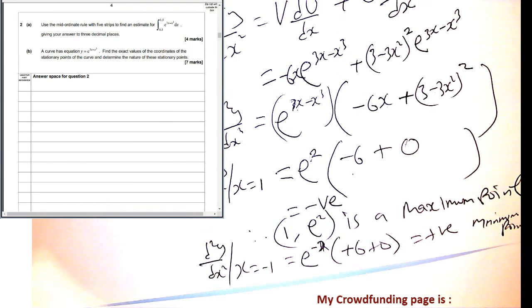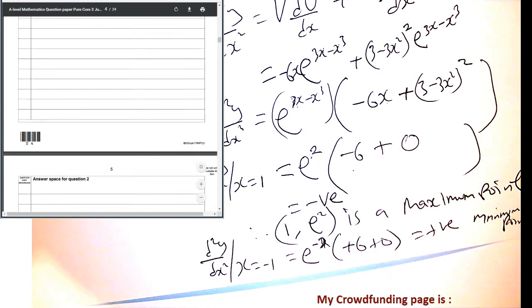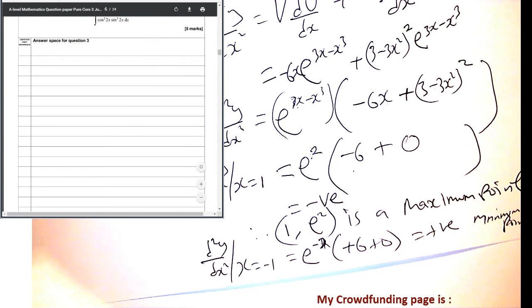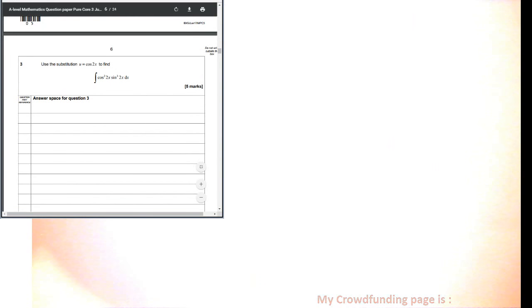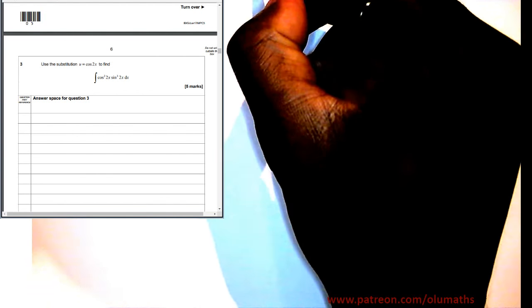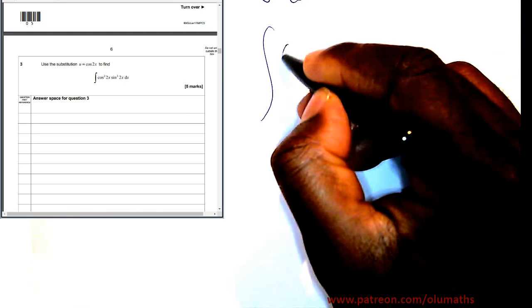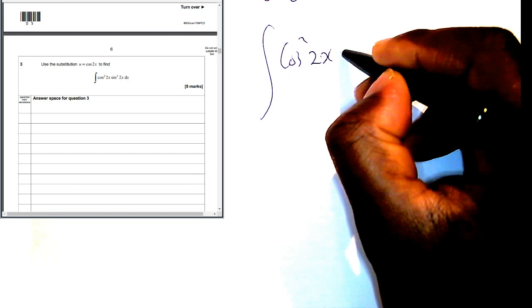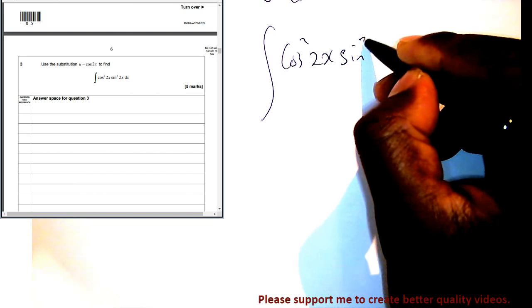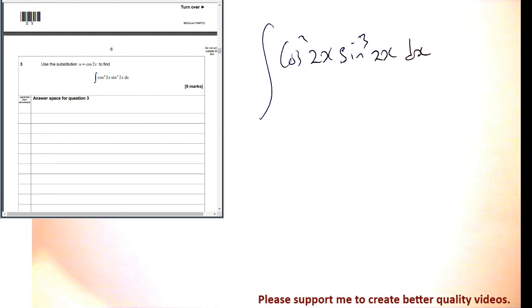Right, let's not take too much time. It's only 7 max. I wouldn't lose sleep over that question. Now, the next question, question 3, says, use this substitution u equals cos 2x to find the integral of cos squared 2x sine cubed 2x dx. It's only 5 marks, so you should only spend 5 minutes on this question.